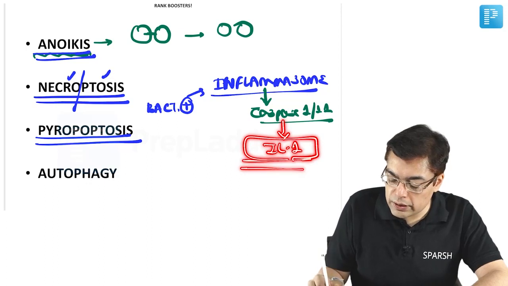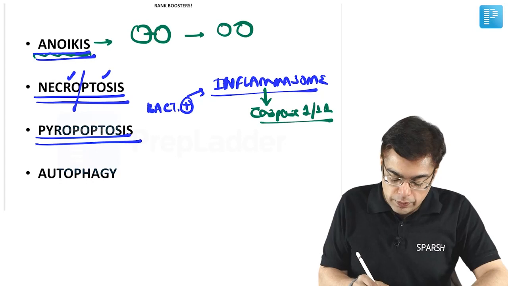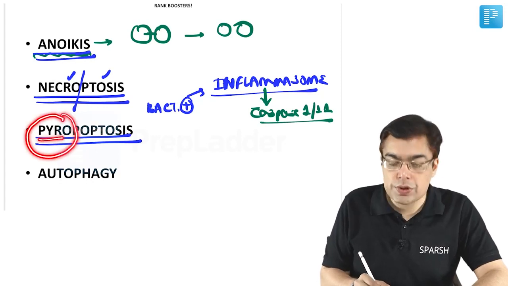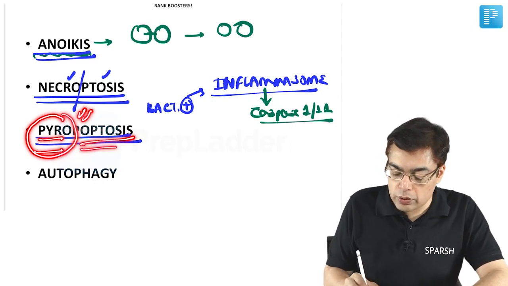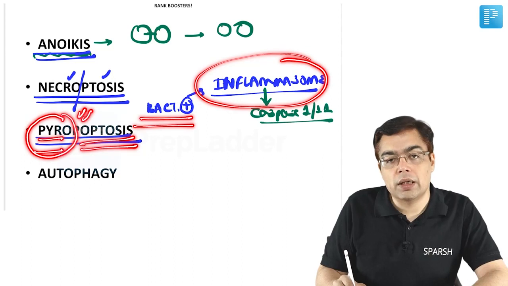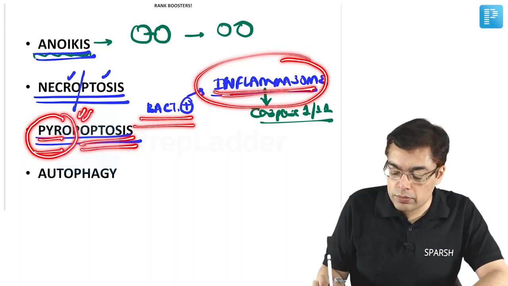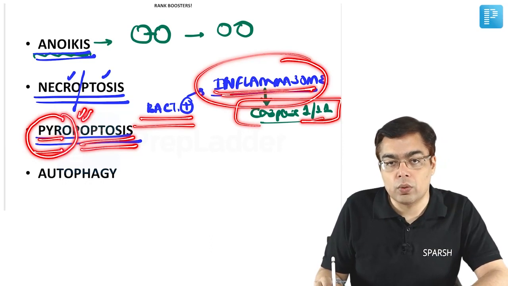Because you are going to have a release of interleukin 1, that is likely to be associated with the development of fever. That would explain the term pyroptosis. Yes, the word is derived from pyrexia, and it is an example of cell death associated with activation by bacteria, formation of the inflammasome, release of caspase 1 and 11, and of course release of interleukin 1.